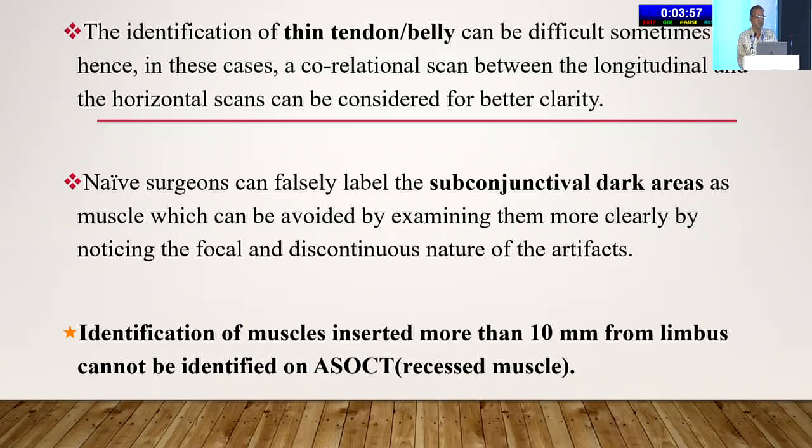The identification of thin tendons and belly can be difficult sometimes, hence in these areas a correlational scan between longitudinal and horizontal scans can be considered for better clarity. A muscle inserted more than 10 mm from the limbus cannot be identified on the AIOC2024.